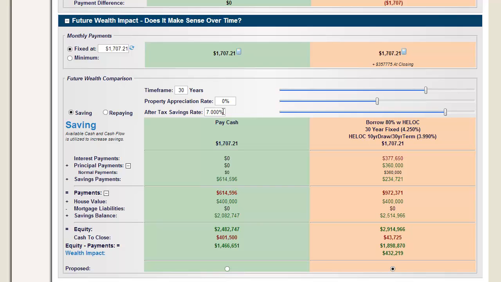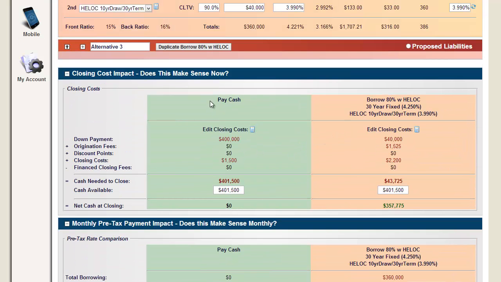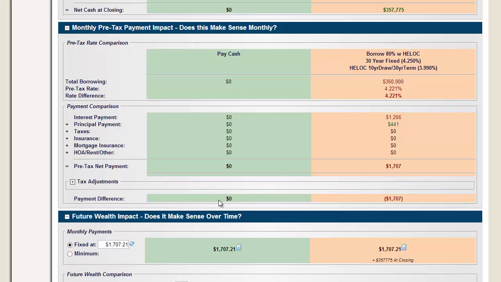So now the real question here, again, I always like to get to 3 critical numbers. What's the cash impact? You're going to have no cash in pocket or $357,775 left over. What's the cash flow impact? You have no monthly payment, or you're going to spend $1,707 a month on a relative basis. That's coming out of pocket.